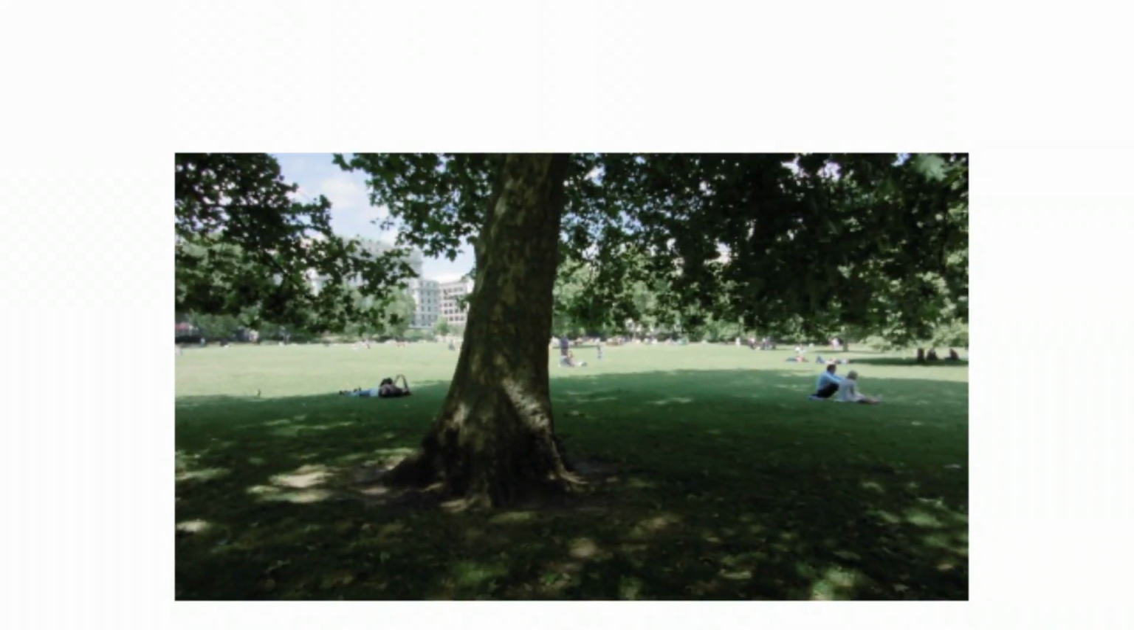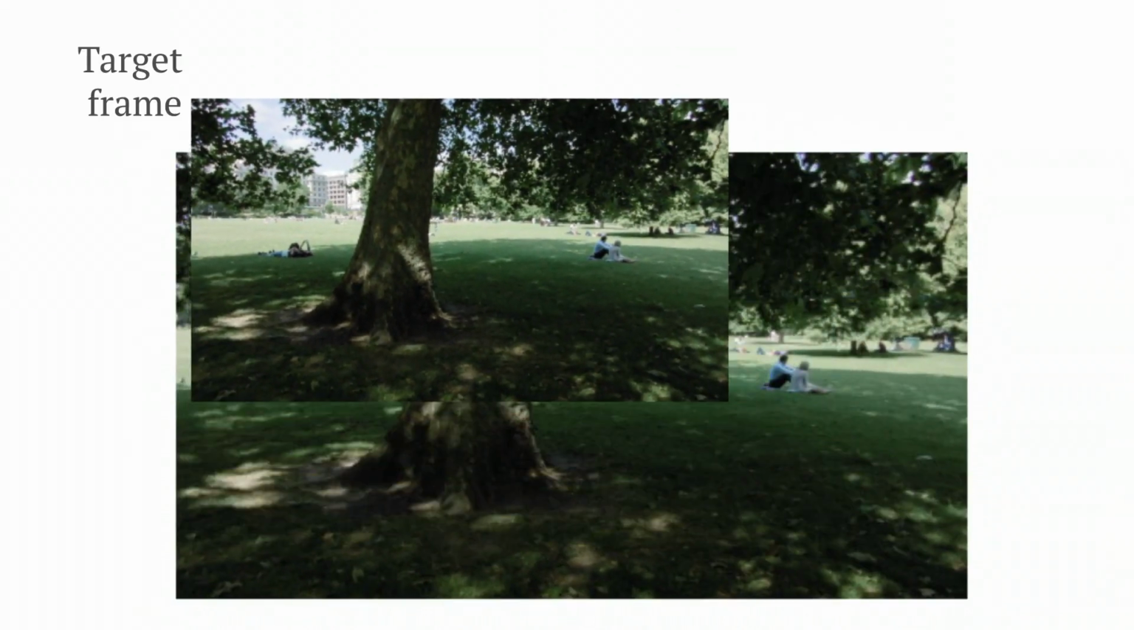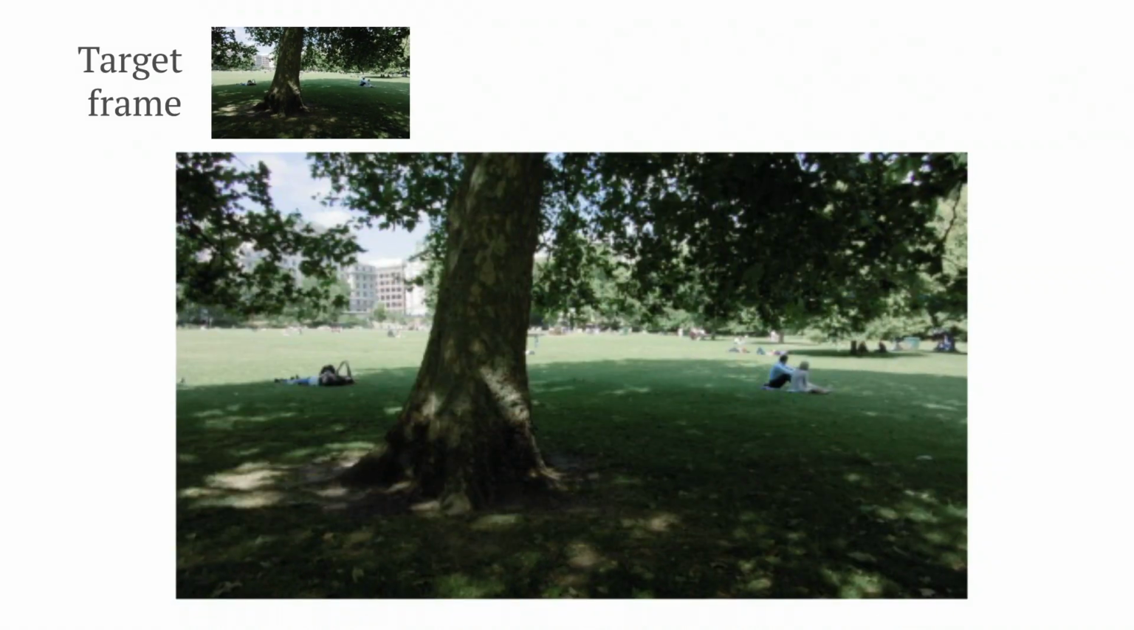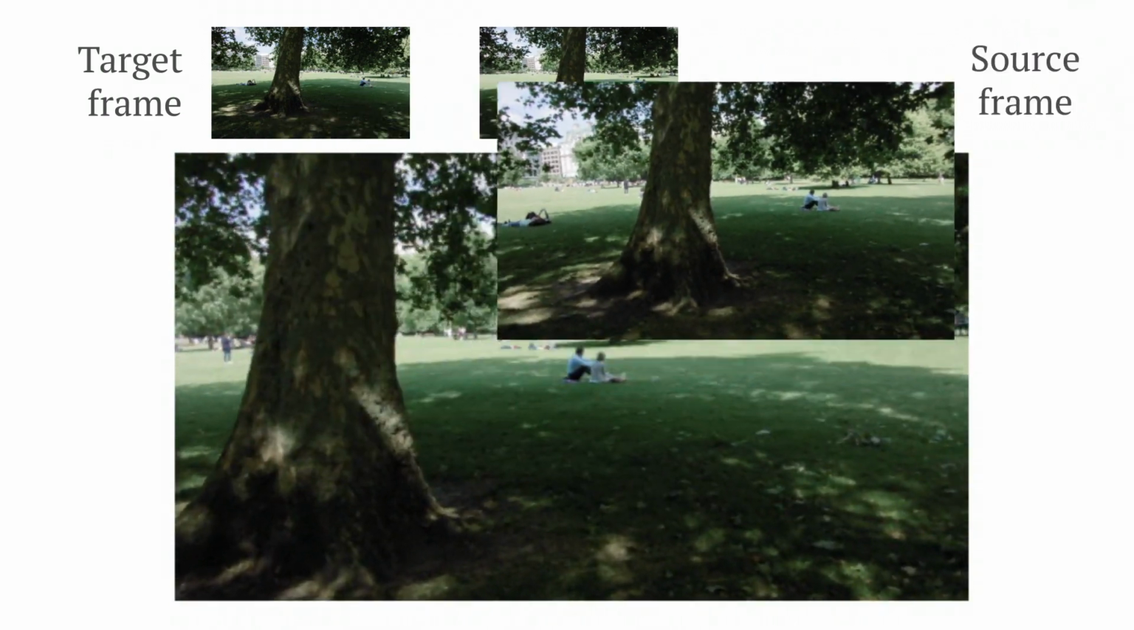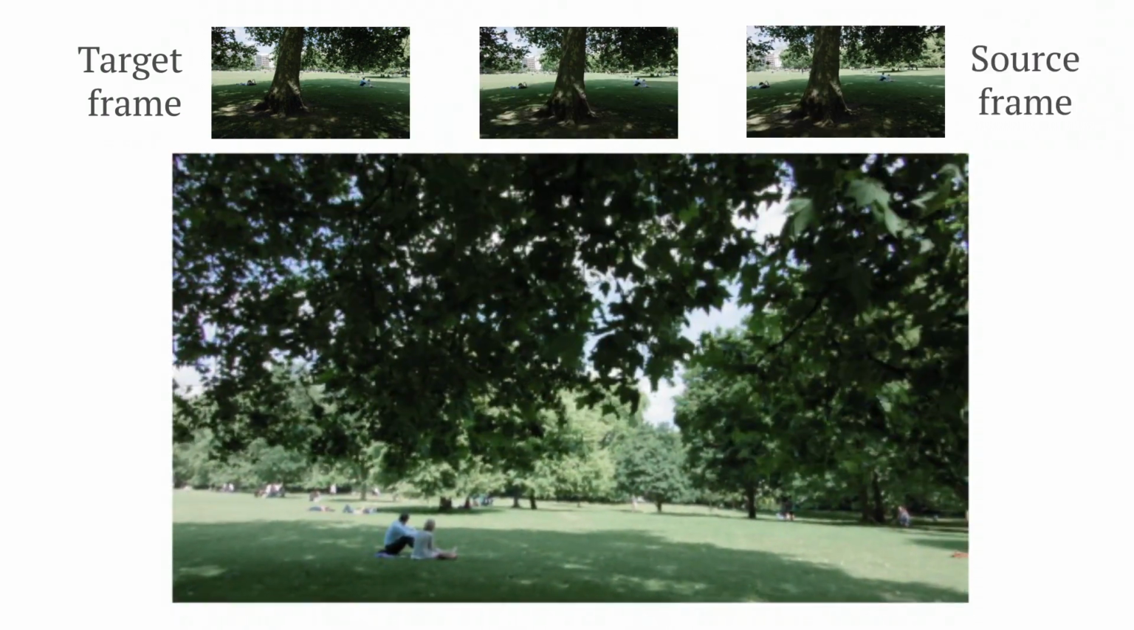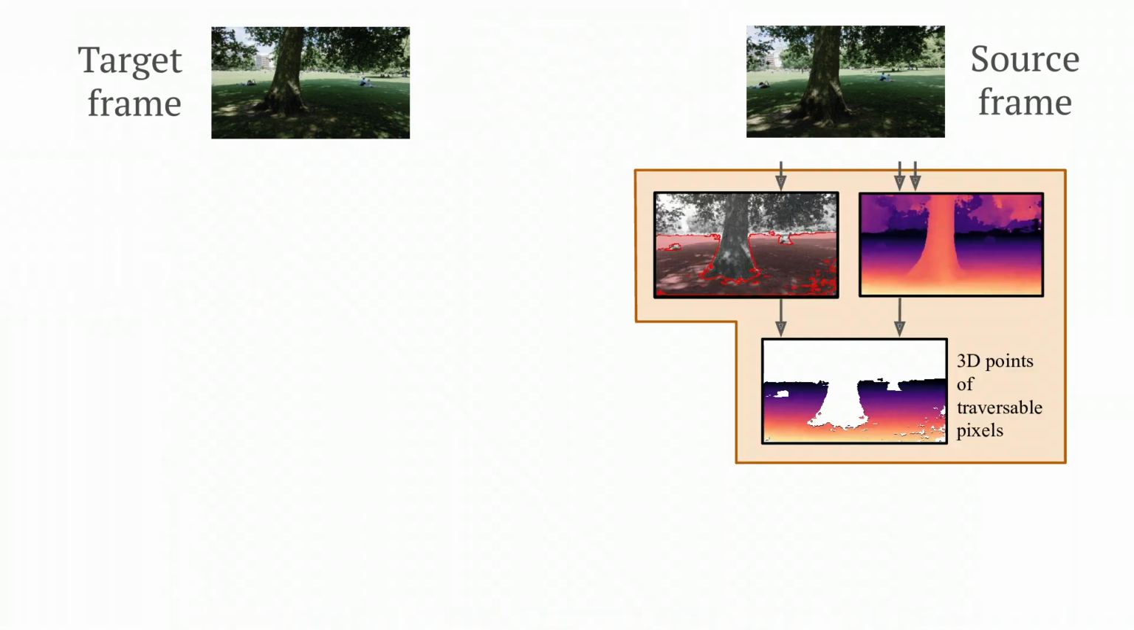One frame from the video is selected as the target view. This is the training time input to the network. Nearby video frames act as source frames, which we use to form the hidden geometry learning signal. Each source image has depth and ground segmentation estimated.